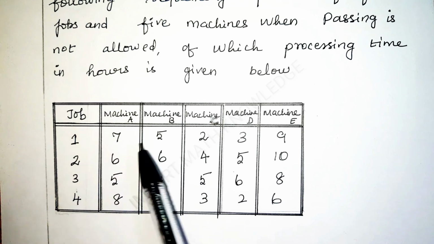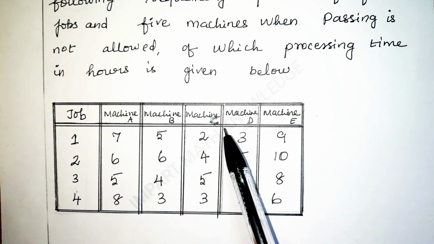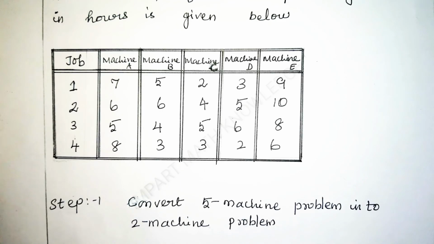Here 4 jobs and 5 machines are given. The processing time for each machine corresponding to the job is given. We have to find the minimum total elapsed time to complete the job. Step 1. Convert 5 machine problem into 2 machine problem.